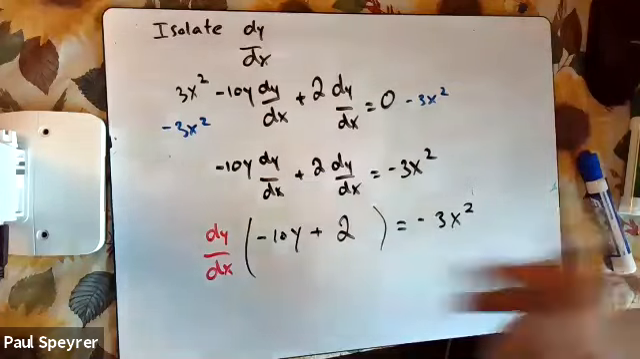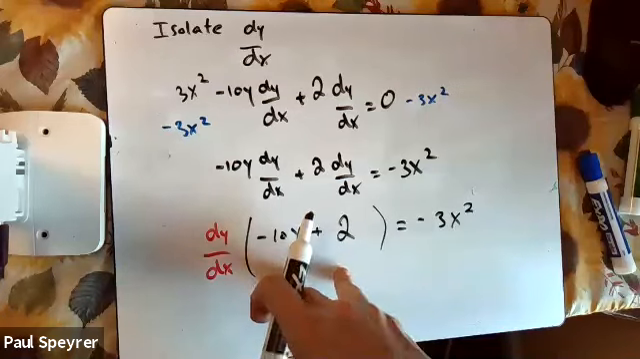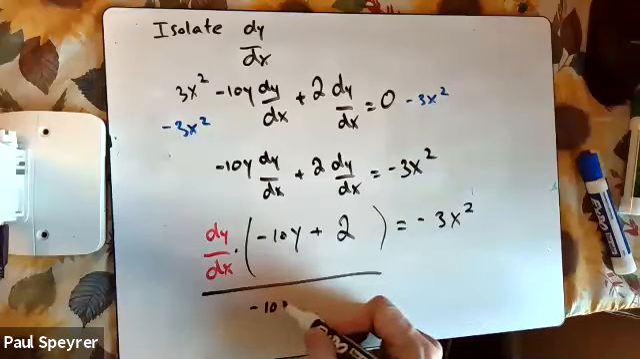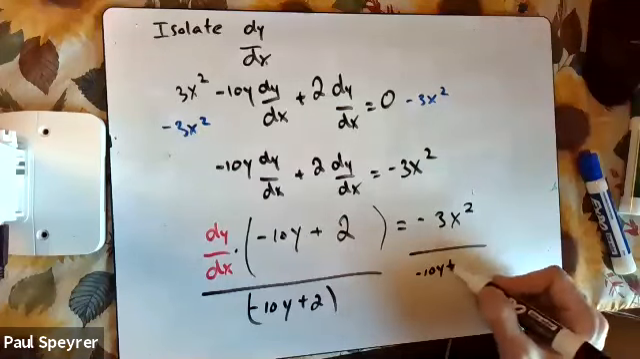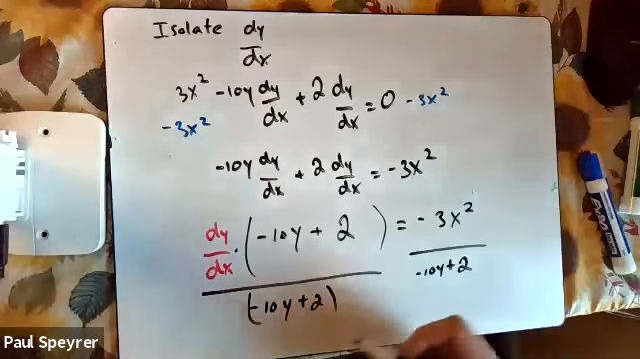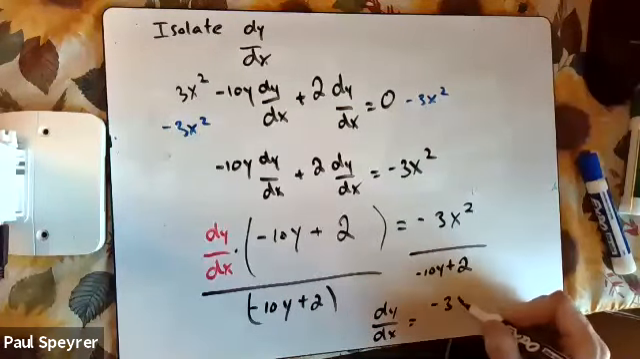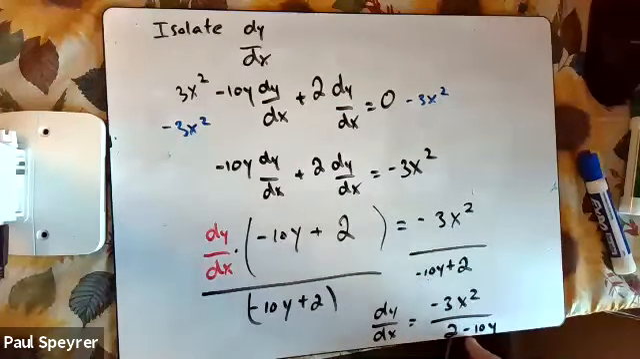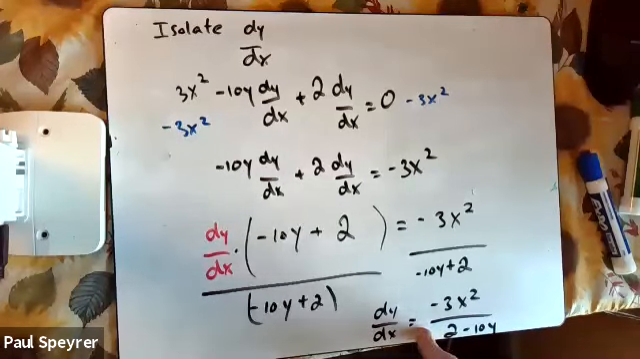We're almost done. To isolate this dy/dx, we move this chunk of stuff over. Well, how's this chunk of stuff connected to the dy/dx? By multiplication. What's the opposite of multiplying? Dividing. All right. So dy/dx is equal to negative 3x squared over, and I was going to say 2 minus 10y. I just changed the order of these, because the minus sign is a little better right here. But still, 2 is still positive, and the negative 10 is still negative. So this is your derivative.